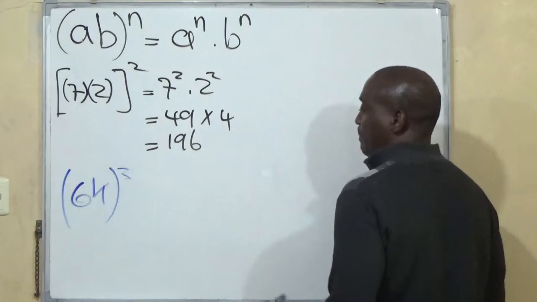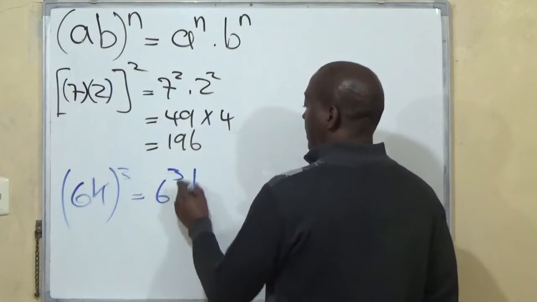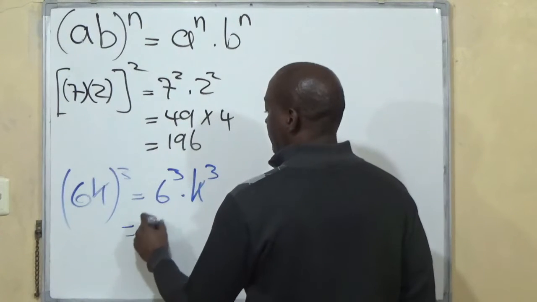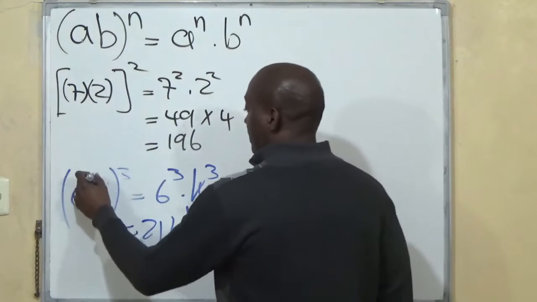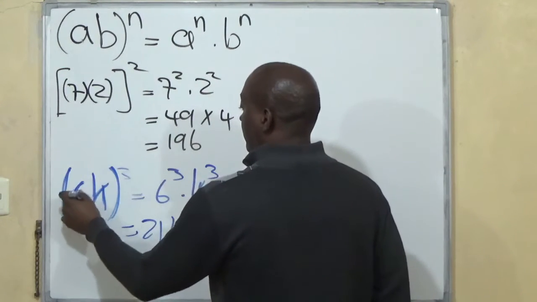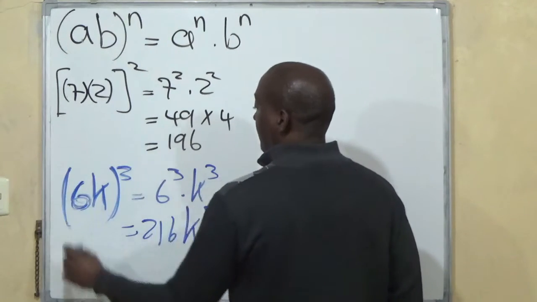So in that particular notation, we can say, for example, that (6k) to the power of 3 is equal to 6 to the power of 3 by k to the power of 3. 6 to the power of 3 is 216, k to the power of 3. Alright, (6k) to the power of 3. Make sure everybody can see it properly.